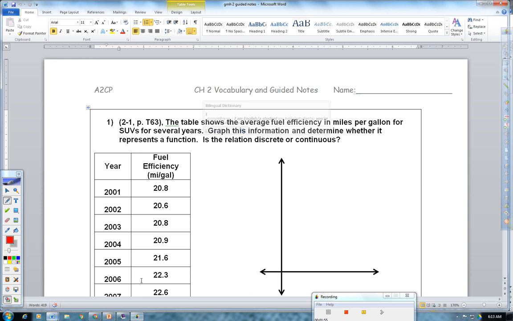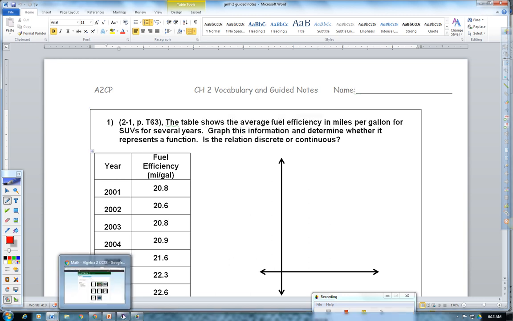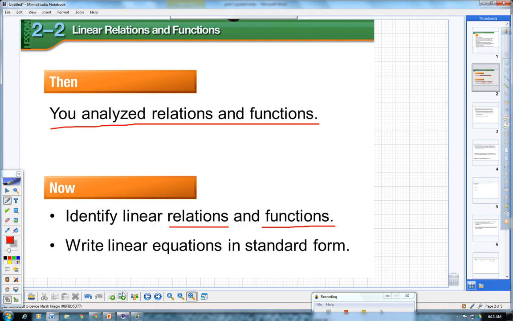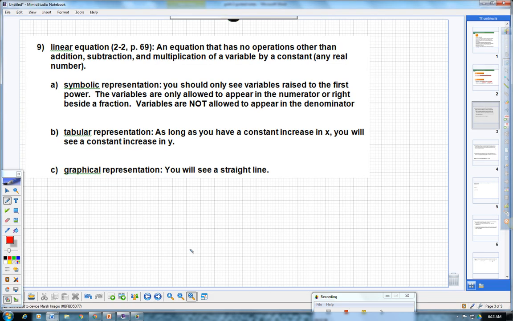We're going to start with the vocabulary, and we're going to skip straight to the definition for linear equation. So again, you can pause at any time if I'm going too fast. One of you can get up, grab the magic pen, and touch the center of the screen, or you can have someone pause from the computer, from the captain's chair.